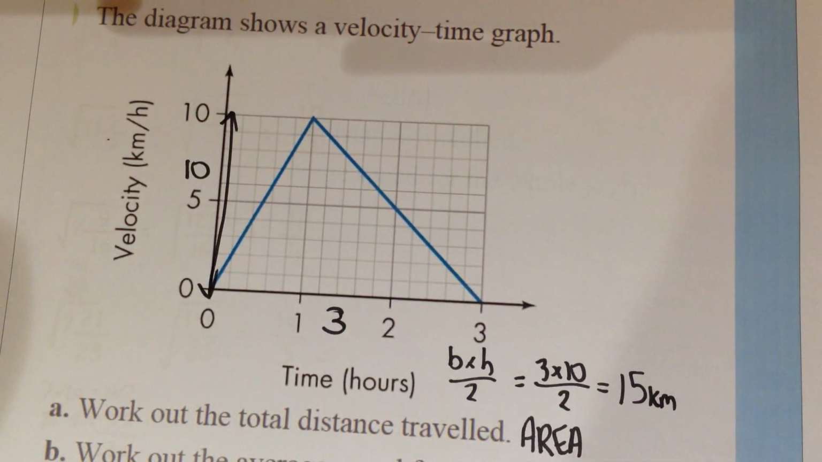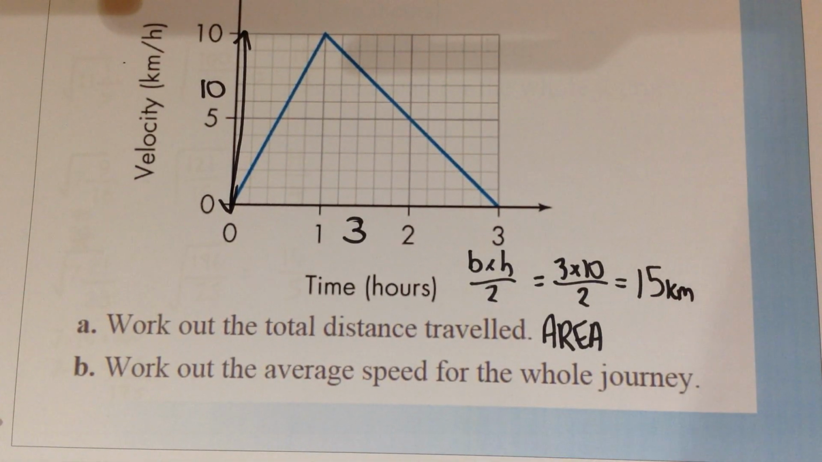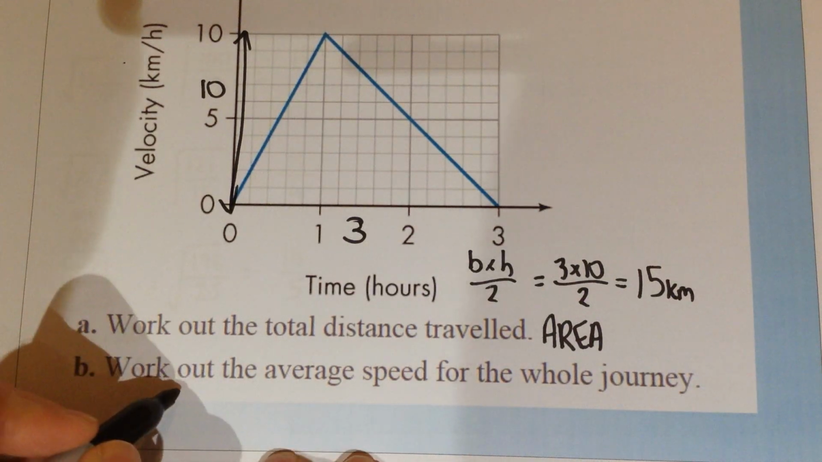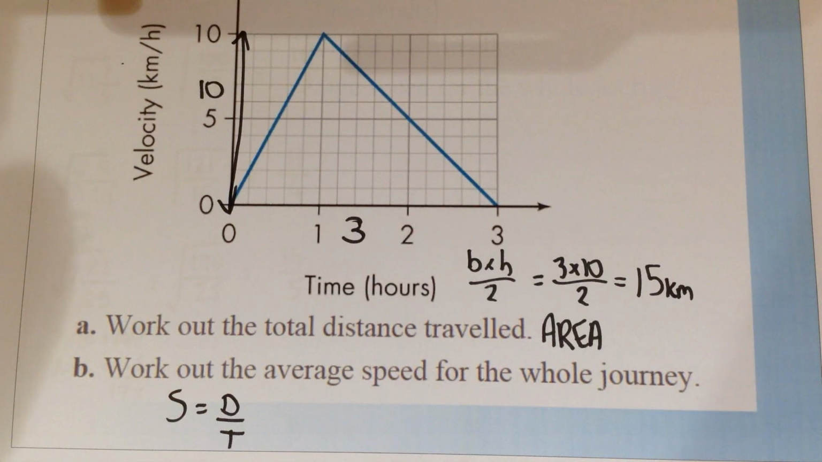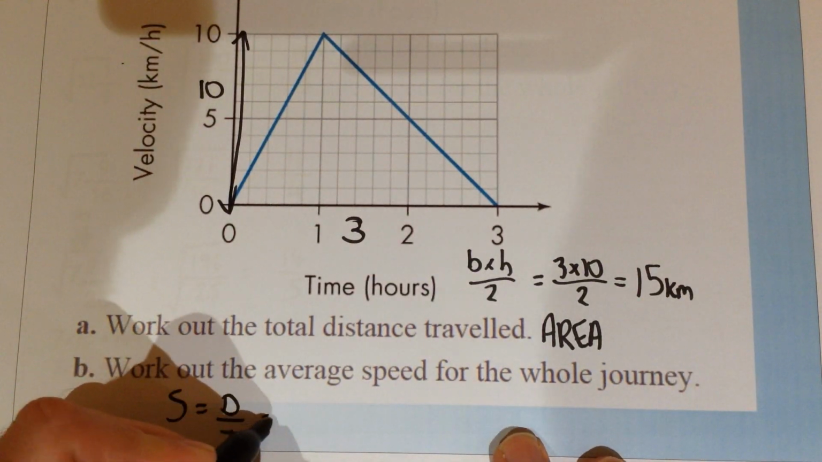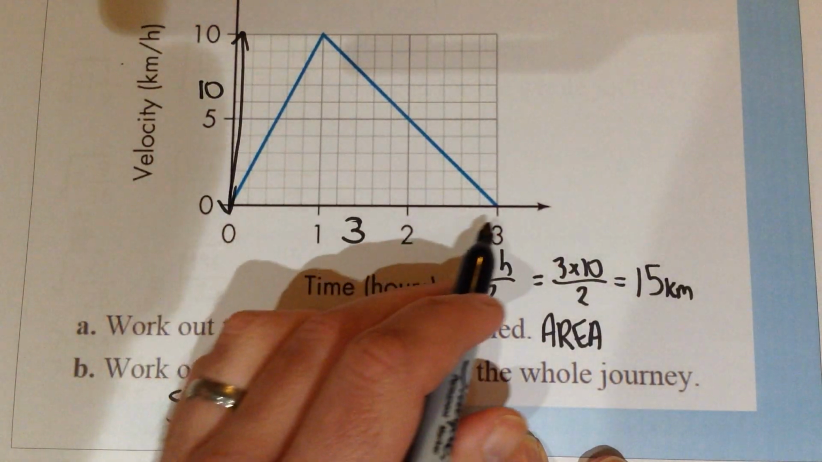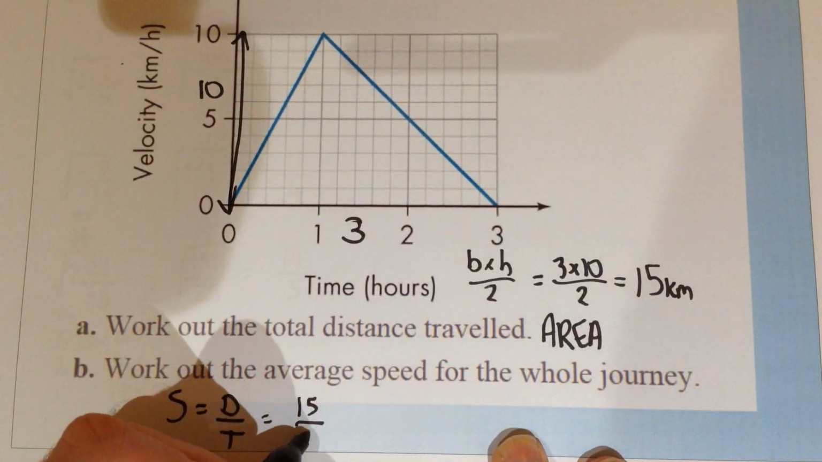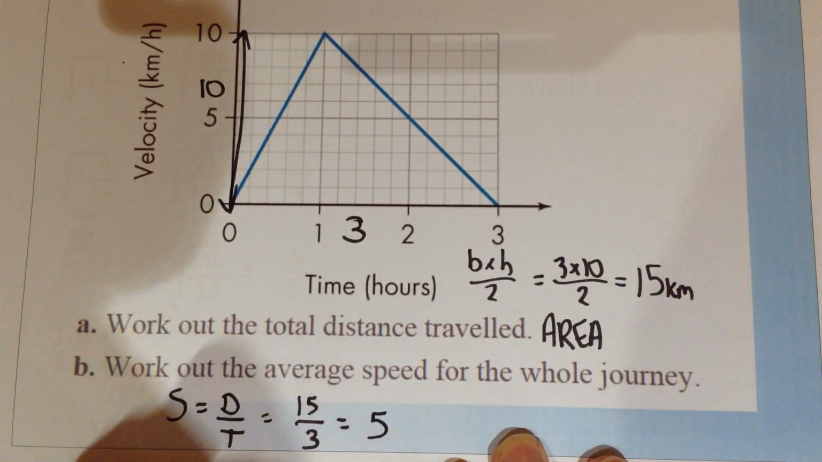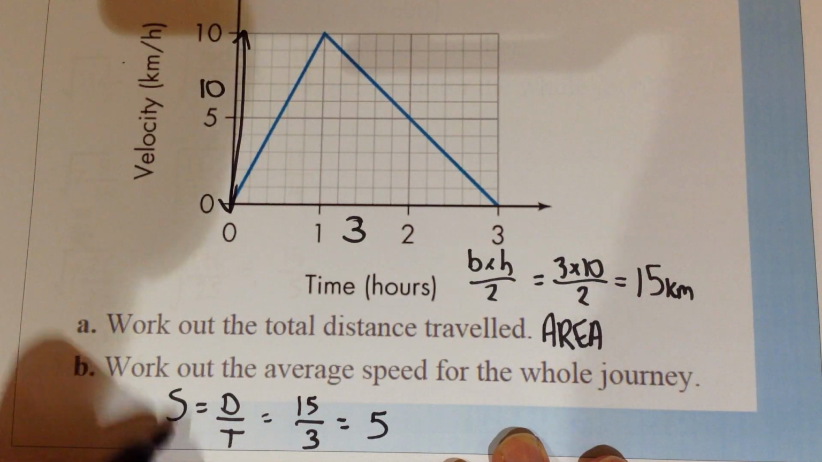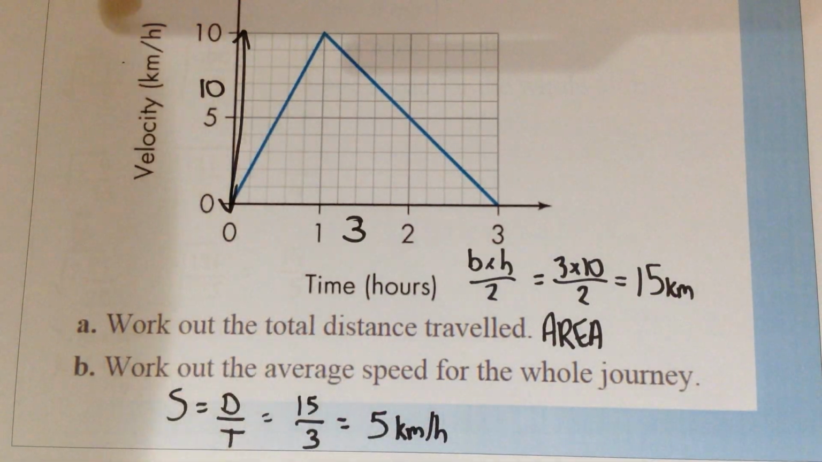The second part of the question wants us to work out the average speed of the journey. Well, this actually can be done using the graph. However, speed is equal to distance divided by time. The distance we've just calculated is 15. The total time taken, as shown by the graph, was 3 hours. So 15 divided by 3 is 5. And because it's talking about speed and we'll be using kilometres and hours, it's kilometres per hour.